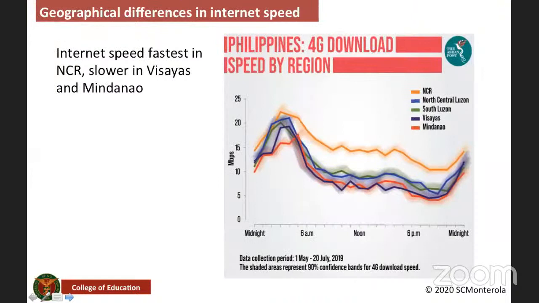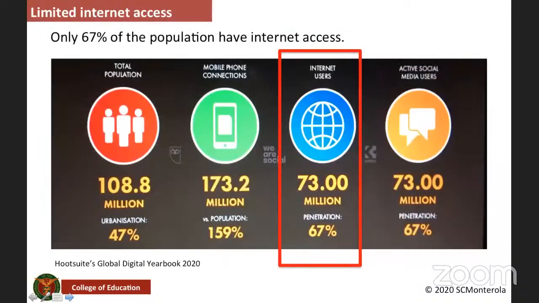There are also geographical differences in internet speed. So the UP system has several constituent units. Here we're seeing that the data reveals that the internet speed is fastest in NCR, but much lower in Visayas and Mindanao. So there are obvious geographical differences in internet speed. Another is that there's limited internet access. Only 67% of the population have internet access.